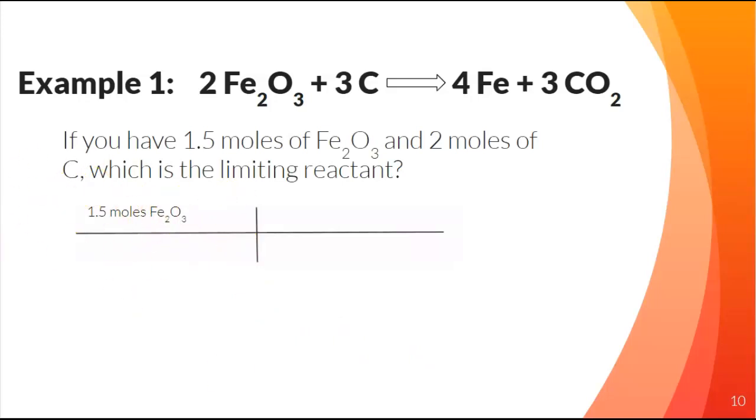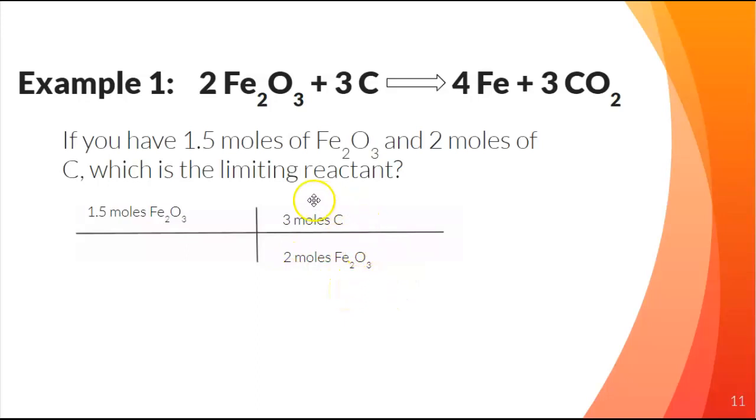So I'm going to figure out now, if I have this much of iron 3 oxide, how much carbon would I need? Okay, so I'm going to do this by using my balanced chemical equation, and I'm going to be looking at my coefficients here. So since it started with moles of iron 3 oxide, moles of iron 3 oxide goes on the bottom.